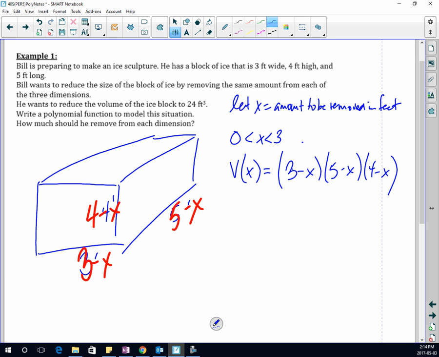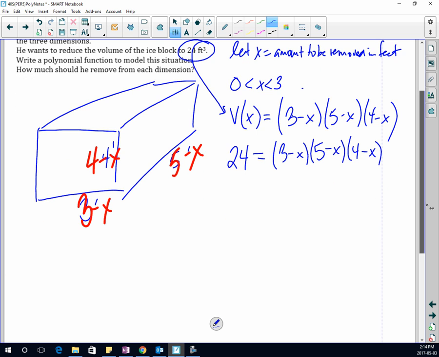So do I set it equal to 0 to solve? What do I do? You set it to 24. They're giving you this information because they want the volume to be 24. So here's your next mark. 24 equals 3 minus x, 5 minus x, 4 minus x. A lot of people think you always set it equal to 0, but if you were actually going to set it equal to 0, do you see you'd get a 3, 5, and 4, and you didn't change anything, right? So how are we going to solve this?